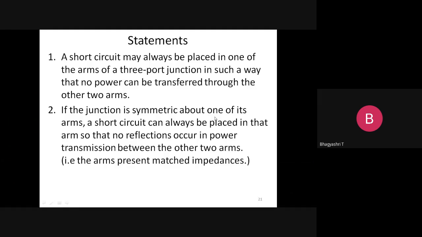So these are the two statements. If the junction is symmetric about one of its arms, a short circuit can always be placed in that arm so that no reflections occur in the power transmission. So it is very important that there is matched impedance. If matched impedance is there, then there is no back reflection in a Tee.